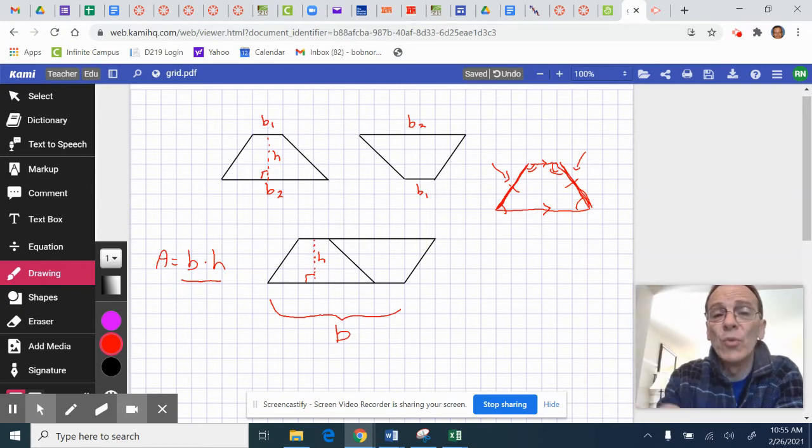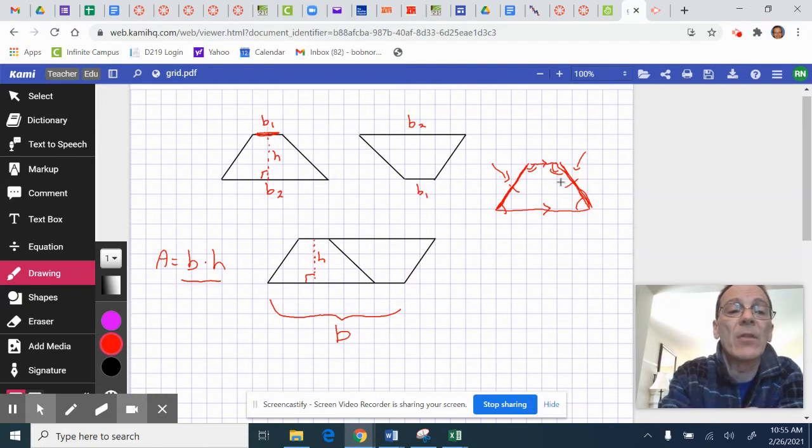They are congruent to each other, okay? And I'm calling one of the parallel sides B1 for base 1, and the other of the two parallel sides B2 for base 2, okay?